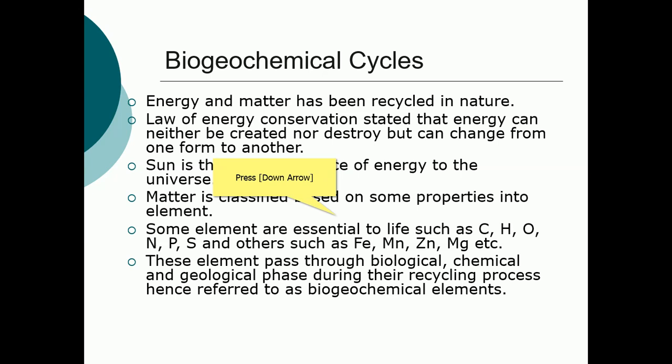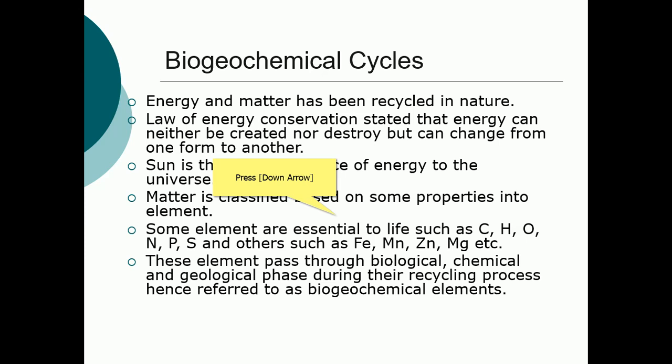And then from the other side we have matter, and we say this matter is nothing but anything that has mass and occupies space, but we classify it based on properties into elements. So we have quite a number of elements. Some of these elements are very essential to living, just like we mentioned that a human being himself is made up of a lot of these elements that come together.